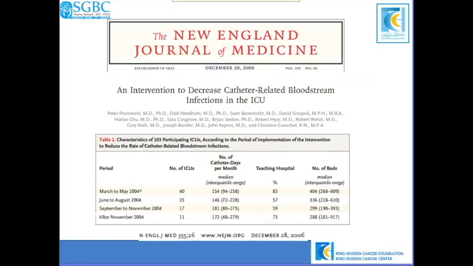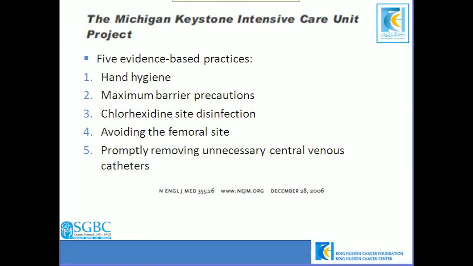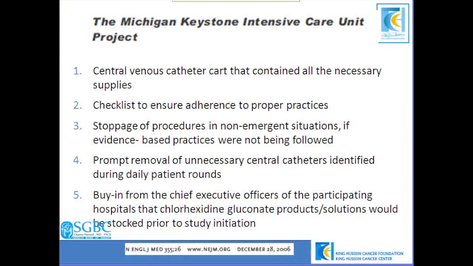He took his project to more than 100 ICUs in Michigan. He contracted with multiple hospitals in Michigan, and the same project, the same bundle was taken there. Again, more than 100 ICUs in Michigan. Five simple interventions: hand hygiene, maximal barriers, chlorhexidine disinfection, avoiding femoral sites, and removing the central line when it's not needed anymore. Five simple interventions. To assure the implementation of these five simple interventions, he contracted with the CEOs of these hospitals. So it's not at the basics of the nurses or physicians who deal with the central line. The CEOs have to interfere first.